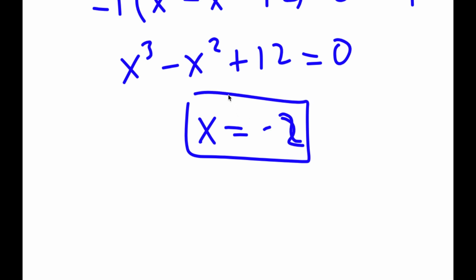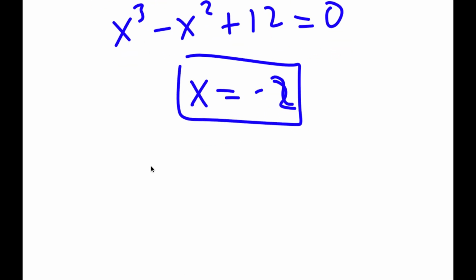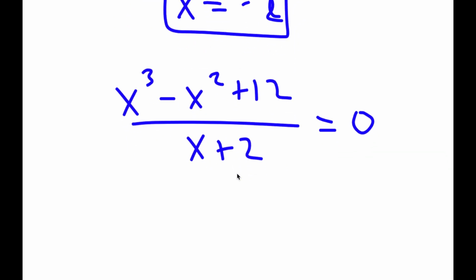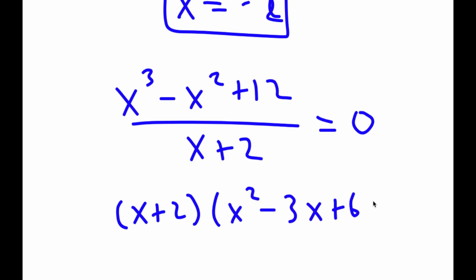So this is one solution, and now using this solution, I can find the rest of my solutions. So how I'm going to do that is I'm going to divide this by x plus 2. Because our solution is x equals negative 2, we're going to divide this by x plus 2, because if I plug in negative 2 for x, negative 2 plus 2 is 0. So now, if you go ahead and divide these, you should get x plus 2 times x squared minus 3x plus 6 is equal to 0.